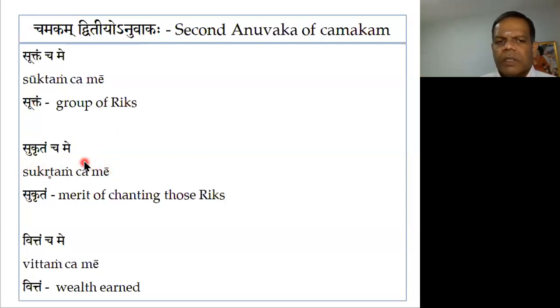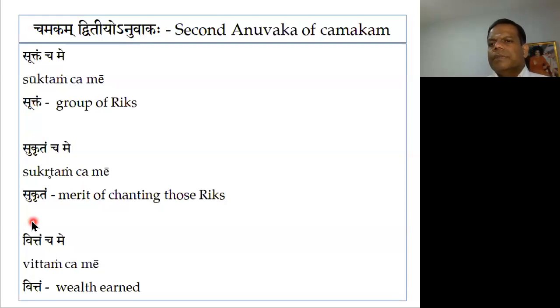In terms of pronunciation, nothing should be difficult, except I'll just point out Sukri. Sometimes we say Sukrutam or Sukritam, but those are not correct. It should be pronounced Kru, Sukritam chame, because the vowel r is attached to k. That's the same kr as in Krishna, and so on.